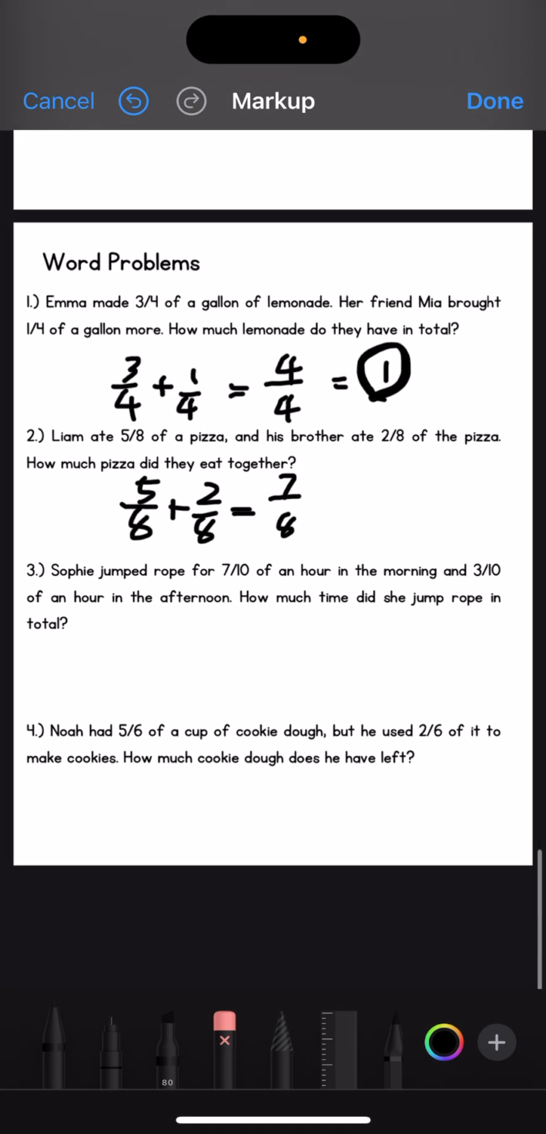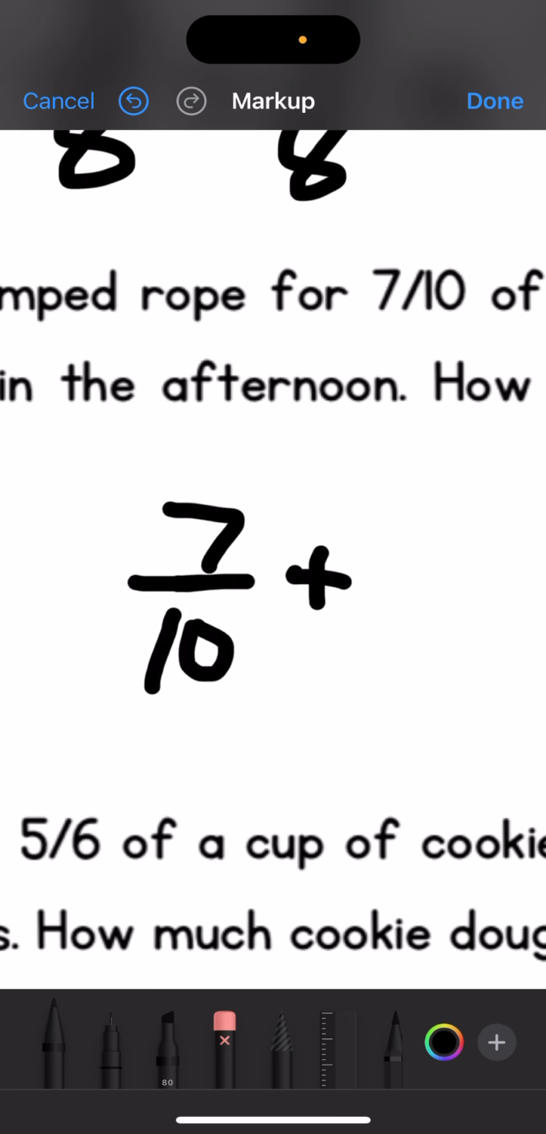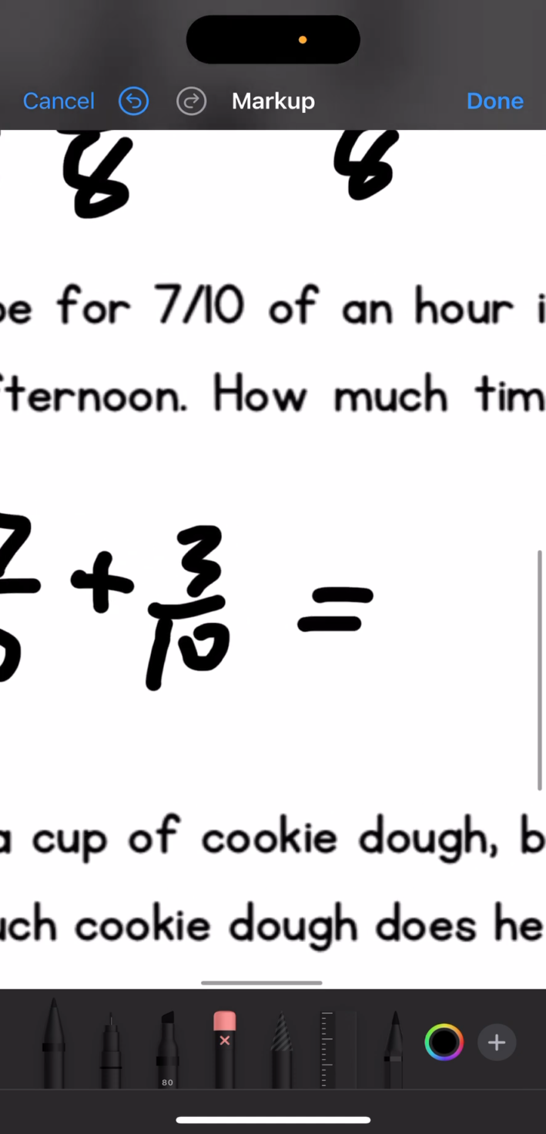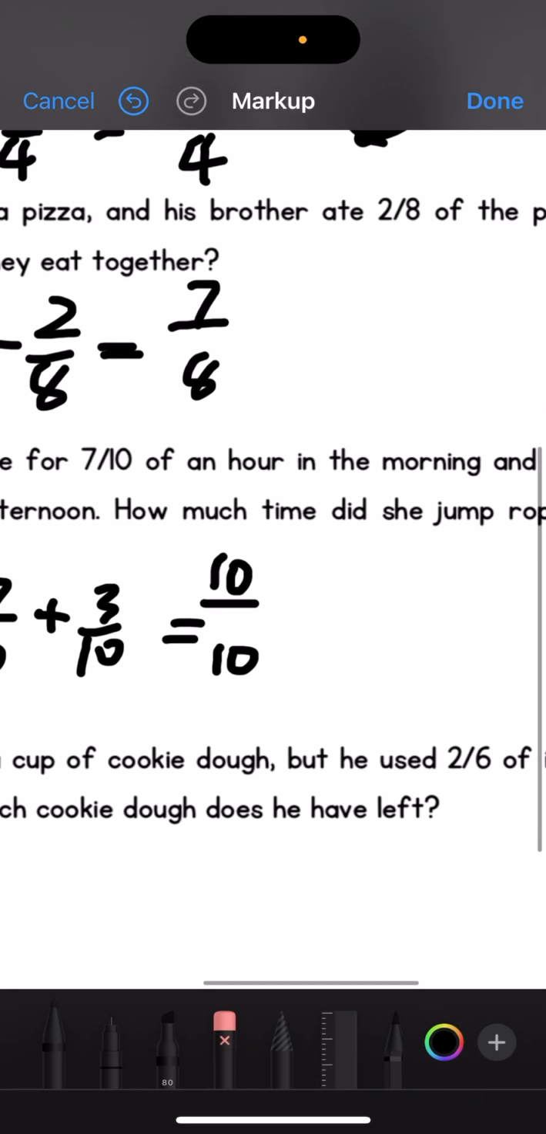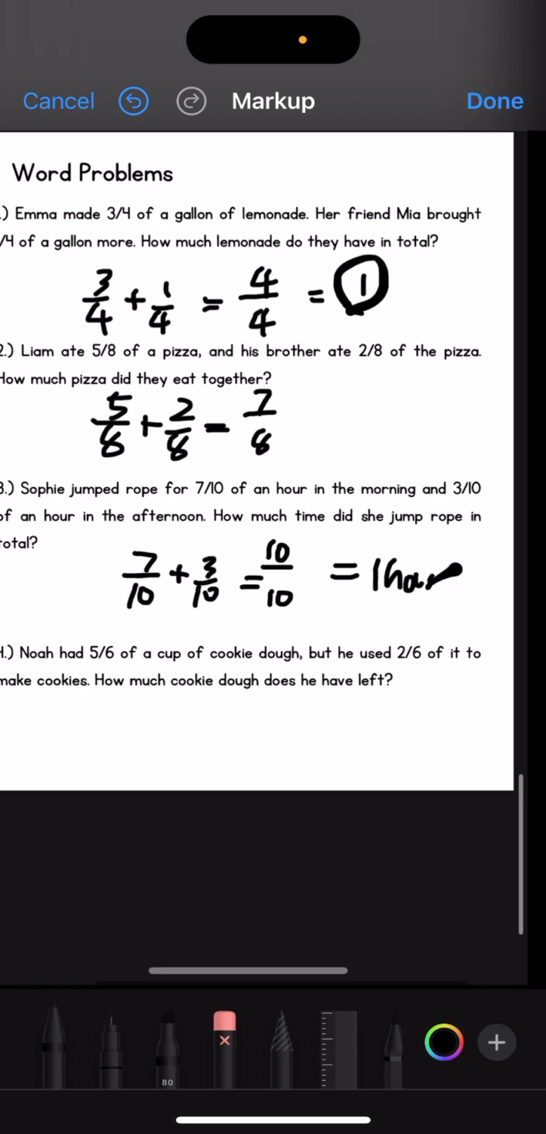Sophia jumped rope for 7/10 of an hour in the morning and 3/10 of an hour in the afternoon. How much did she jump rope in total? Okay, so she jumped for 7/10 of an hour in the morning and 3/10 in the afternoon. Because the denominator is the same, we're gonna keep it and add the top. We get 10 over 10, which is better known as 1 hour in this case.